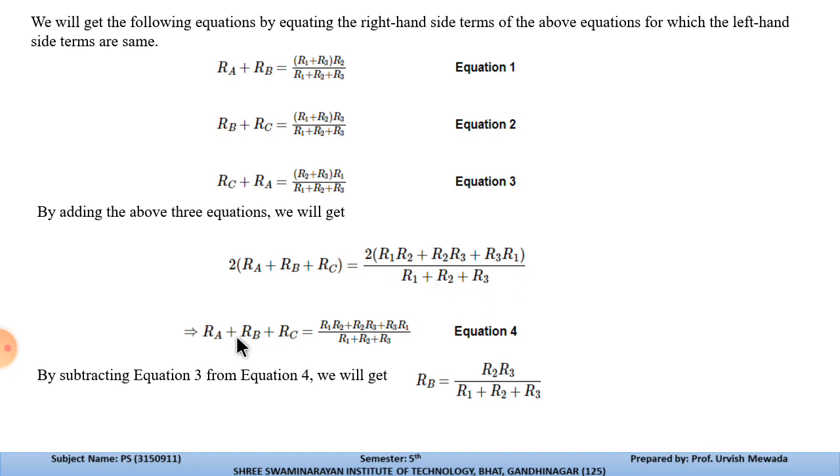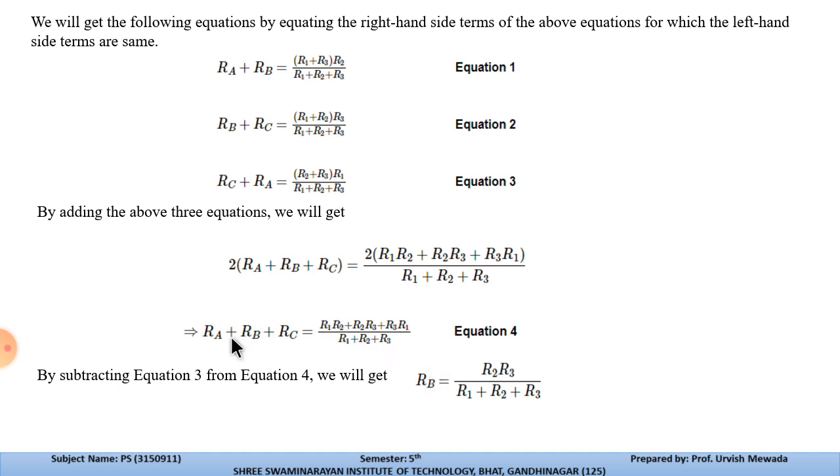Now if you solve this, you will get RA plus RB plus RC is equal to this, and if you further solve it, then you will get RA is equal to this term, the first one, R1 into R2 divided by R1 plus R2 plus R3. Similarly, RB is equal to R2 into R3 divided by R1 plus R2 plus R3. So similarly you can write all three equations.